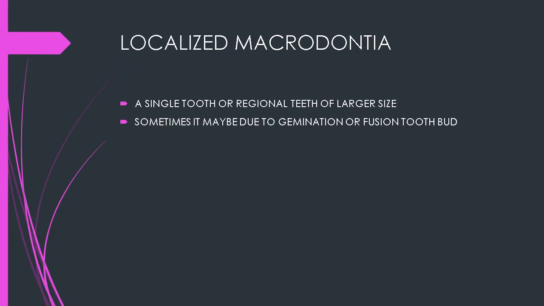The last type is localized macrodontia. It basically means a single tooth or a regional group of teeth of larger size. There may be only one tooth or a few teeth that are adjacent to each other and larger in size, and the rest of the dentition is normal. This may be because of gemination or fusion of the tooth bud during dental development. So this is localized macrodontia.